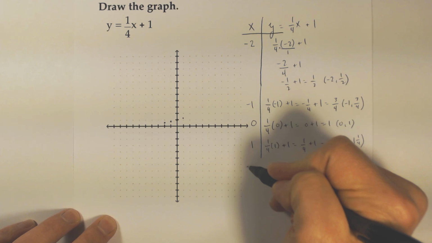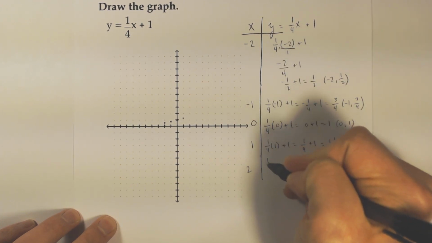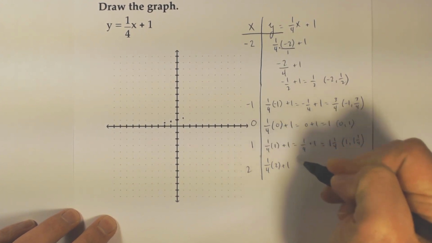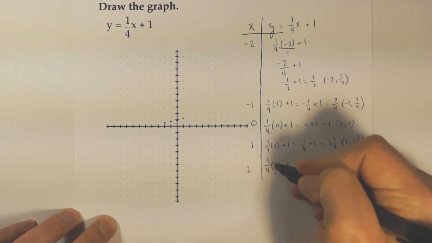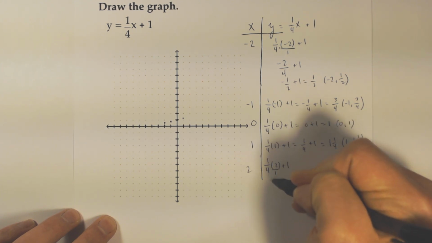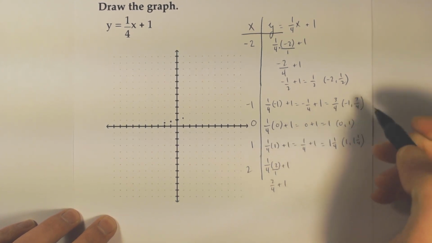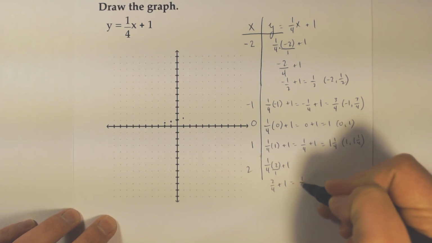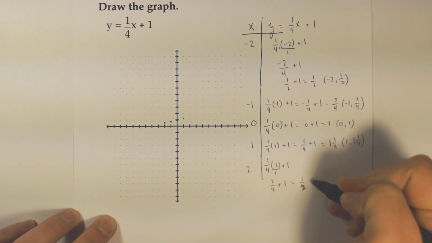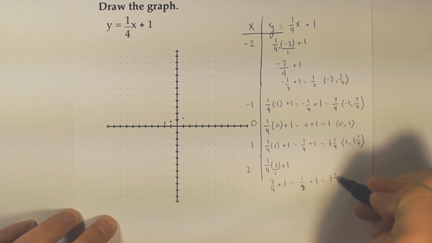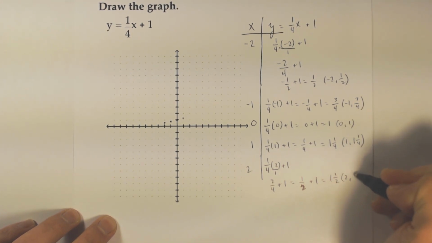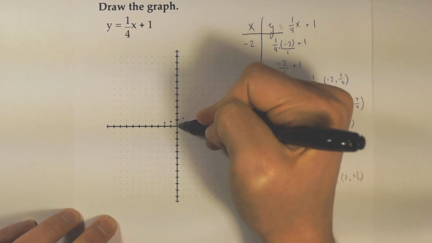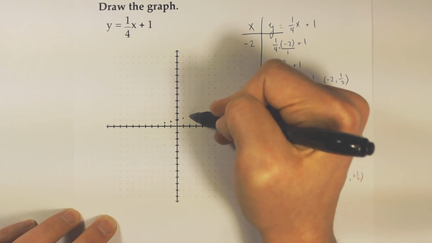Okay, let's do one last one here. 2. So we'll go 1/4 times 2 plus 1. So if you need to, you can put that 2 over a 1, so that becomes 2/4 plus 1. So 2/4, of course, is a half, plus 1, so that's 1 1/2. So we have our last point here, (2, 1 1/2). So we're going to go over 2 and then up 1.5.